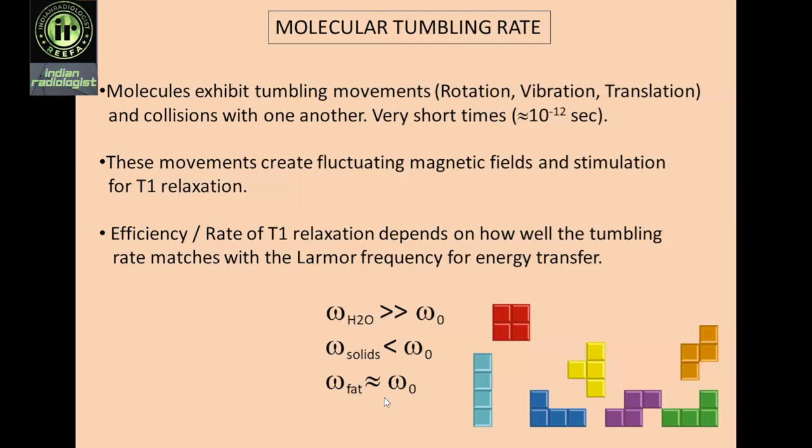Whereas water molecules have a very high tumbling rate, which far exceeds the standard Larmor frequency. So they do not relax fast. That's why the T1 relaxation time is very long for free bulk water molecules. The same goes for solids, because the solid molecules' tumbling rate is less than the Larmor frequency, so they also do not relax as efficiently as fat. The rate of relaxation depends on how well the tumbling rate matches the Larmor frequency. Longitudinal relaxation means energy has to be transferred from the spins to the surroundings, and this is most efficient when the movement frequency coincides with the Larmor frequency.